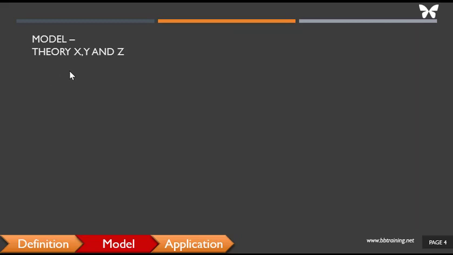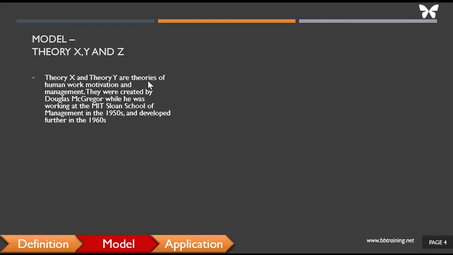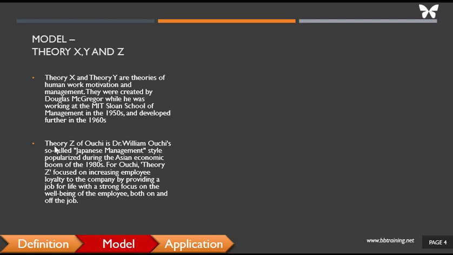Now, there are three more theories of leadership that I would like to share with you. They're known as X, Y, and Z. Theory X and Theory Y are theories of human work motivation and management. They were created by Douglas McGregor while he was working at the MIT Sloan School of Management in the 1950s and developed further in the 1960s. Theory Z, on the other hand, is Dr. William Ouchi's so-called Japanese management style, popularized during the Asian economic boom of the 1980s.